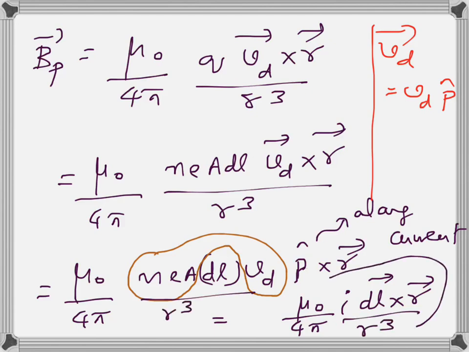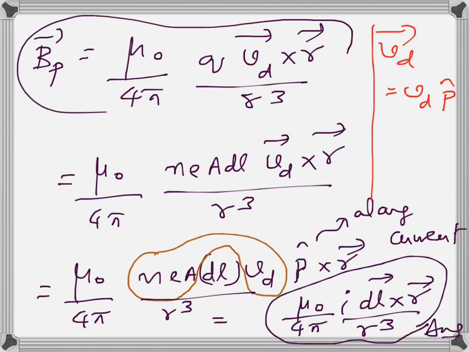So you see I got this form of Biot-Savart's law from this form of Biot-Savart's law for moving charges. I applied the moving charge Biot-Savart's law only. In a small length dl of wire, the Q value is neA dl, and V is the drift speed of electrons, from which we got this. So both the laws are interconvertible. That's what I intended to say.